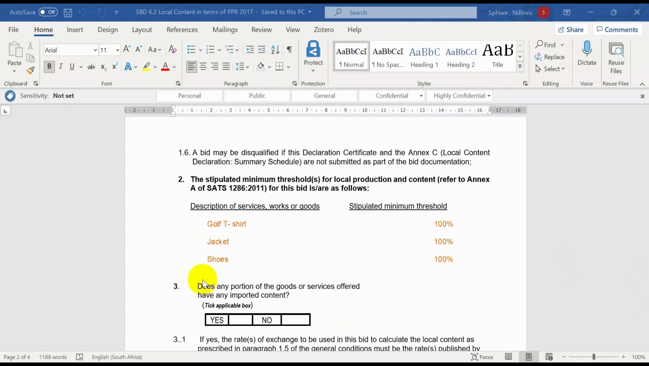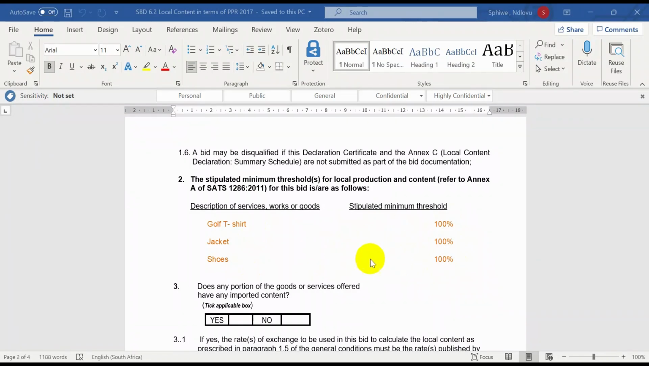And in this case, everything is 100%, and all these products fall within the clothing, textile, leather, footwear sector. So that is designated at 100%. And if you go into the instruction note issued by Treasury, you will see there even the golf t-shirt, the jackets, and the shoes are actually designated, or the minimum threshold is 100%.